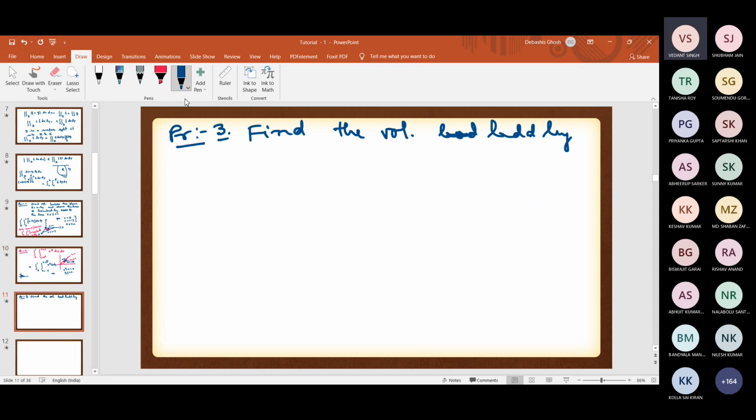Sir, in the previous problem number 1, we got a negative answer. Is it correct? Yes, this is correct. It means the surface is going beyond the x-axis, and the z-axis we are considering may come to the negative side. That's why we are getting that volume. So how does problem number 2 imply a volume?